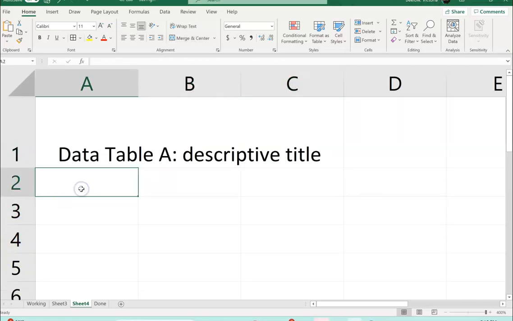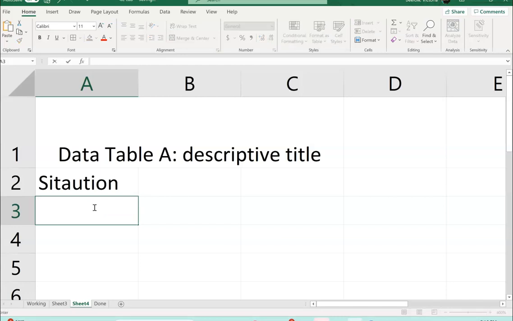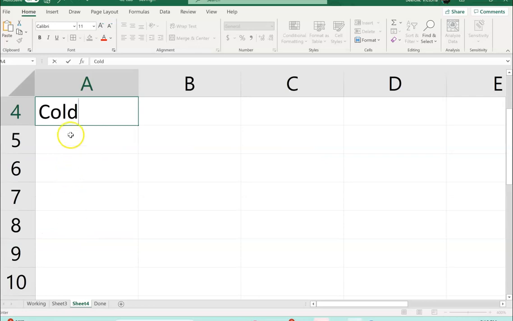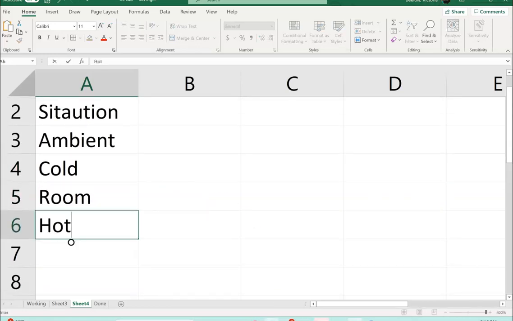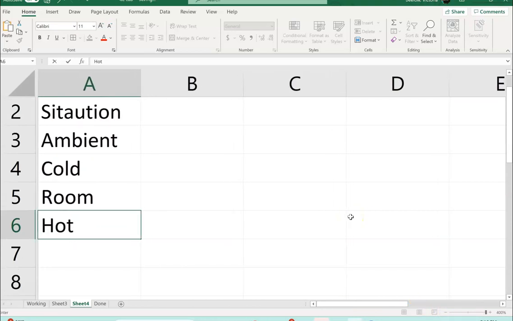Next, we're going to type in cell 2A, situation. That just made me have a flashback. Okay, the situation. And then we're going to put the 3 situations we had. Ambient. I think it was, you guys did cold, room, hot. Let me make sure that matches up. Cold, room, hot. Okay. Make sure that matches up.